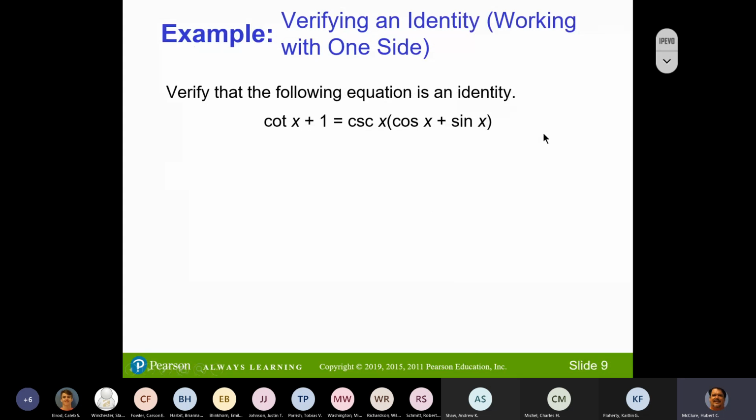So here we go. I'm going to write it down and then I'll show it to you. Cotan of x plus 1 is equal to the cosecant of x times cosine of x plus sine of x.